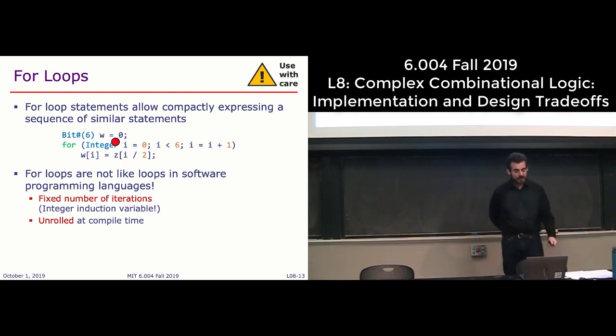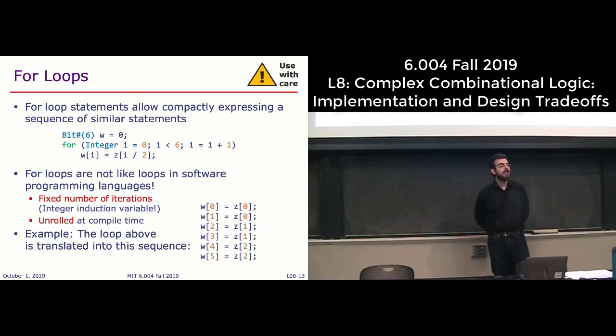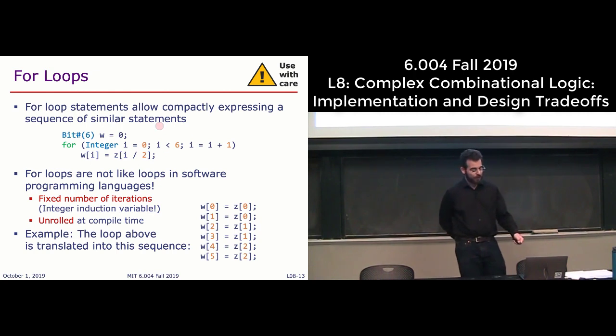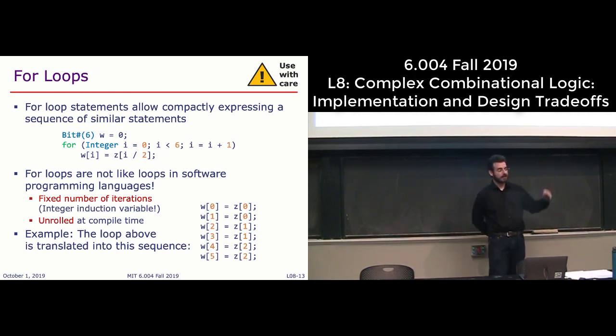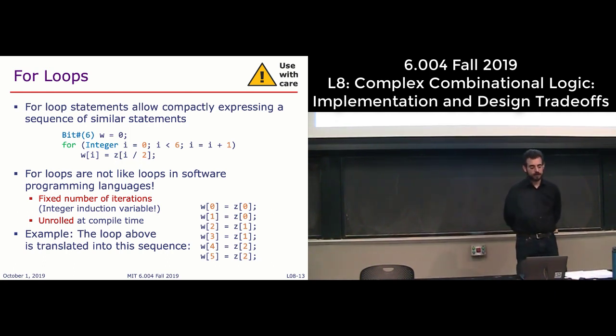And the reason is that these loops are unrolled at compile time. So this is just a compact way of writing this sequence of 6 statements over here. You are not jumping back to a previous point of execution with each iteration. You're just unfolding or unrolling all these iterations of the loop. So again, use this with care. It is handy every now and then. If in doubt, use function composition.